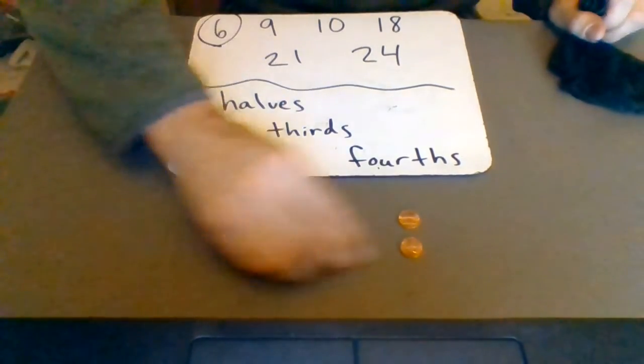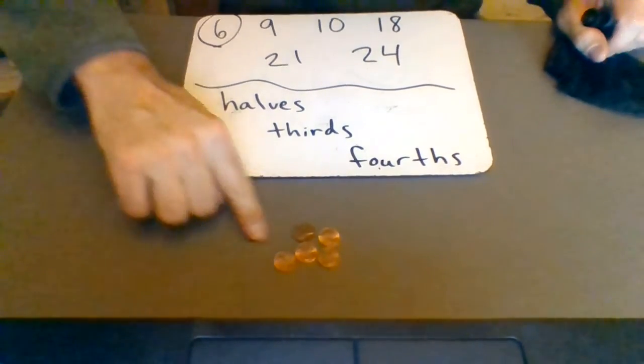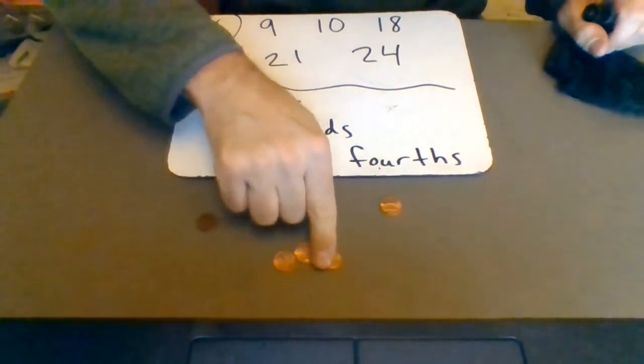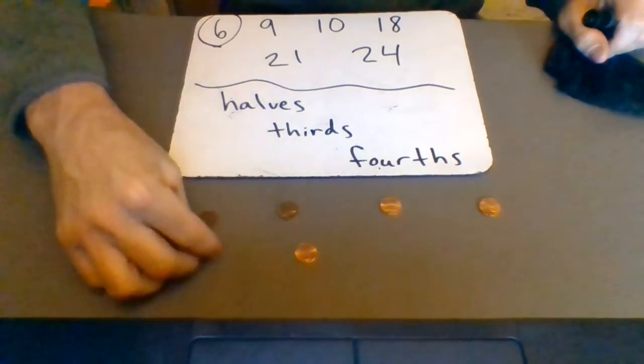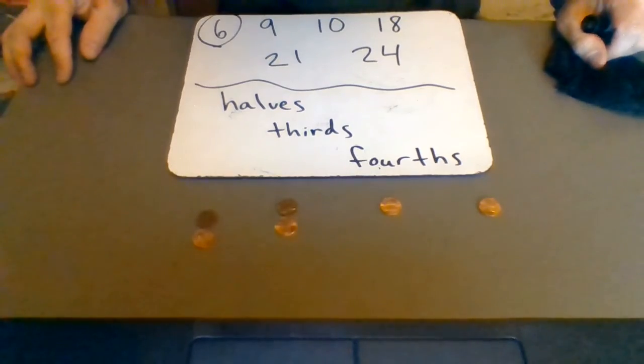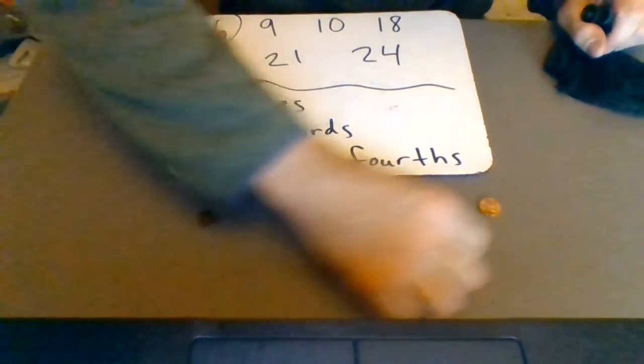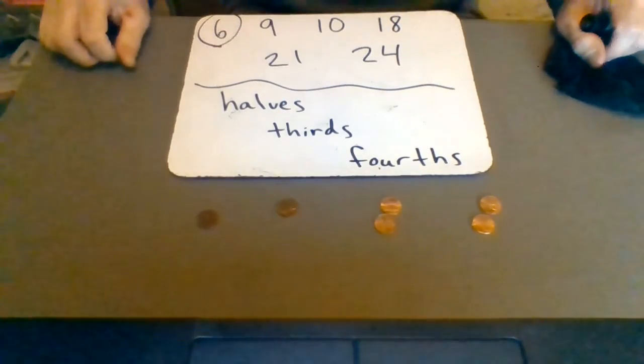Now let's split it into fourths. Now remember, fourths is 4 equal parts. So I have 1 part, 2 parts, 3 parts, 4 parts. But now I'm running into a problem here. I can't, there's no way for me to make 4 equal parts out of 6 pennies.